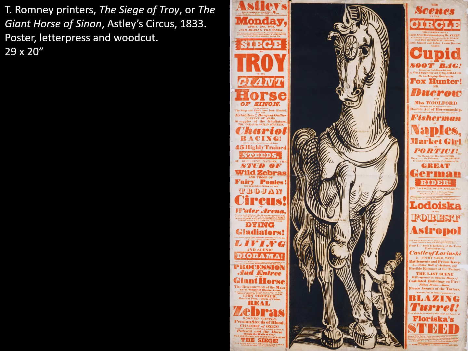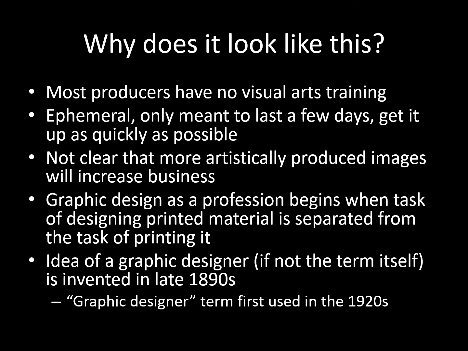So why do these images look the way they do? Most people that are producing images now have no visual arts training. So remember, in the earlier period, book designers have a lot of training in the visual arts because they have to produce the typography, and it's sculptural, or they're producing wood blocks to make the images in the books, and that also requires an artistic training background. We saw that with the Astley Circus poster, right? That horse was designed by an artist, but the people who produced the text probably weren't trained as artists.